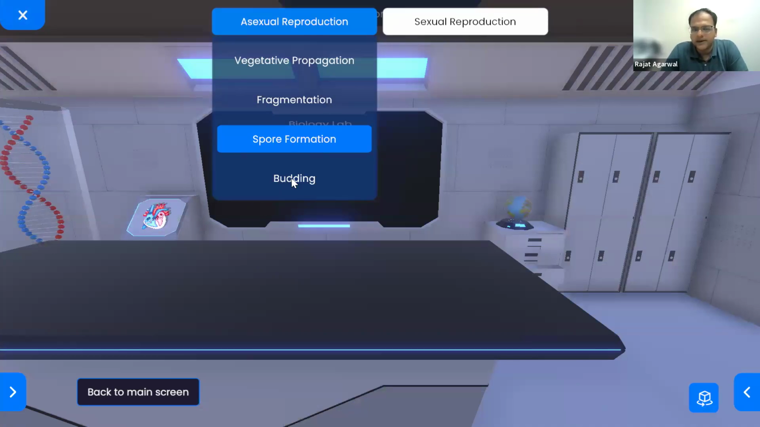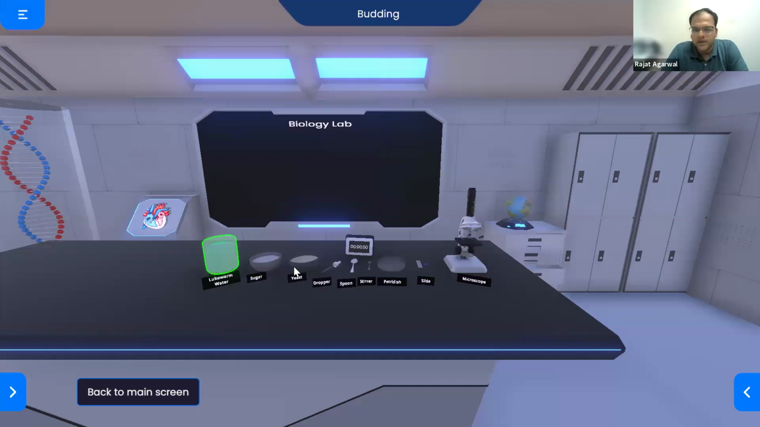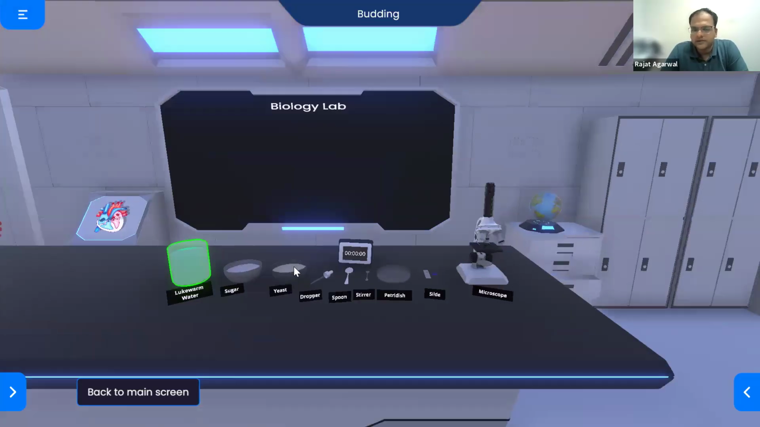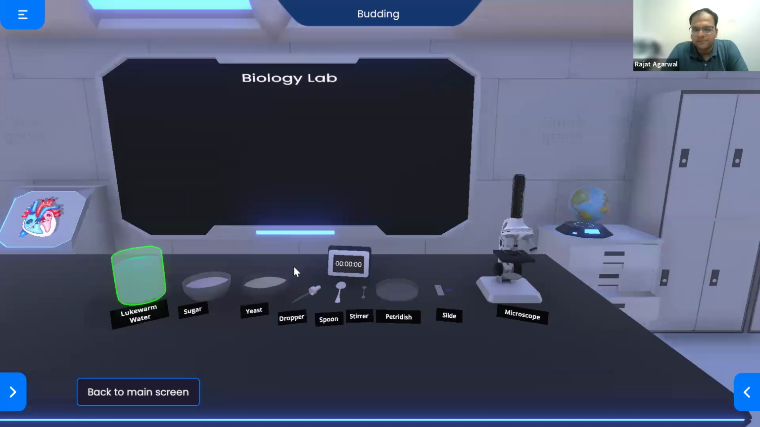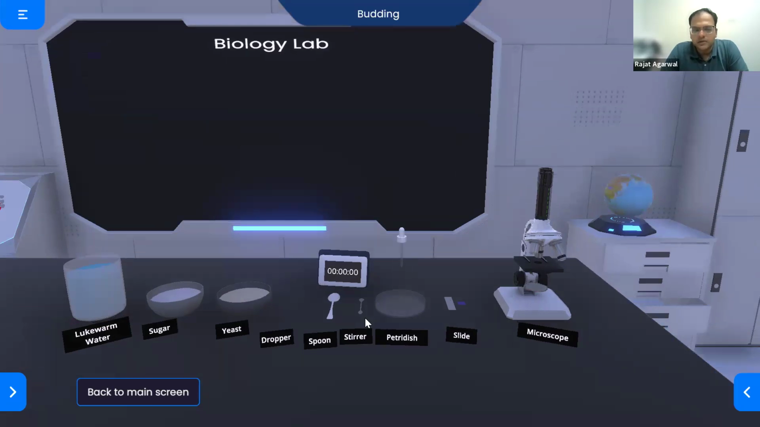Now let's go to budding. Let's see if we have budding here. So conduct a lab experiment in viewing the budding process of yeast cells under the microscope. This is going to be very interesting. I'm sure everyone knows that yeast is quite useful for making bread and for baking. In fact, the whole process of baking has its basis on yeast being used for it, right?